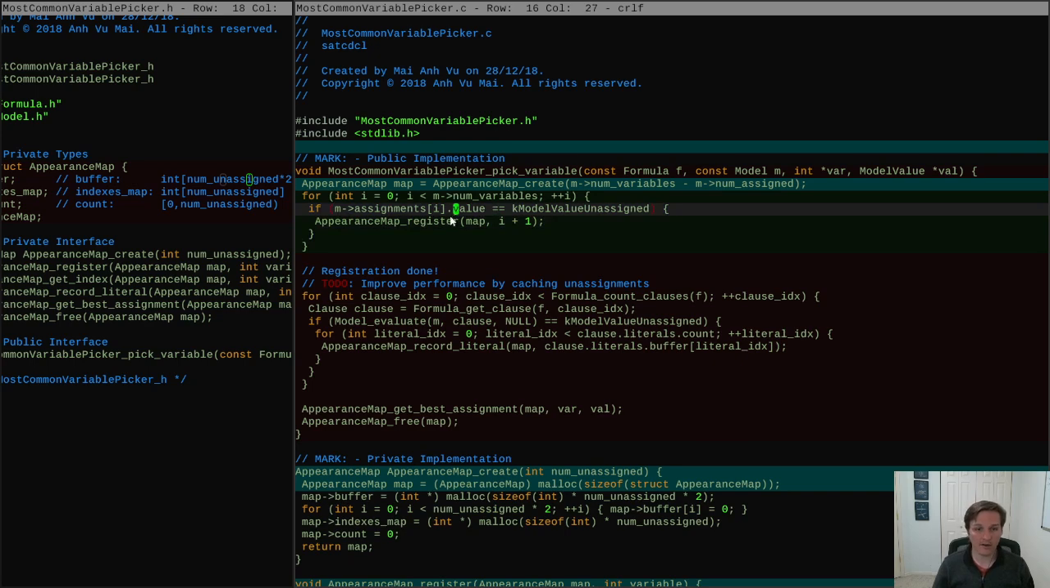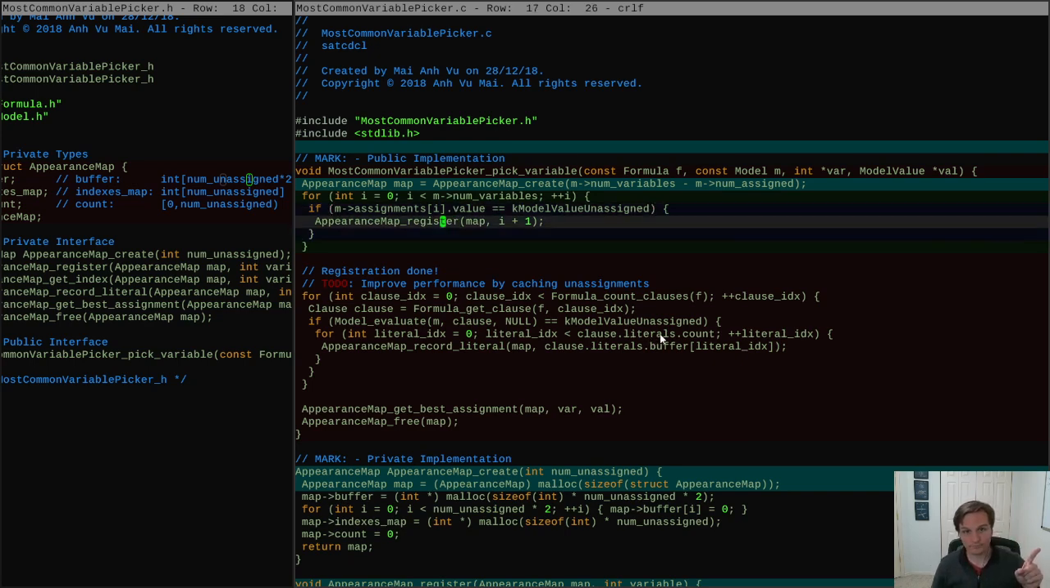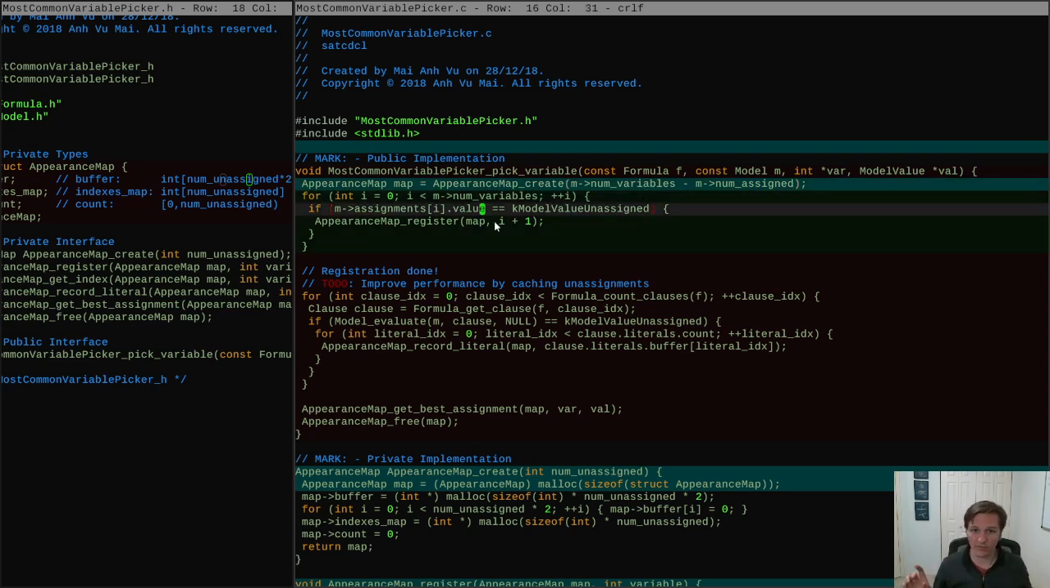For each unassigned variable, we register it. Now remember, num assigned. So here's how we calculate the number of unassigned variables. We have the total number of variables in the model, and remember the model is tracking how many variables are assigned. So this is giving us the number of variables that aren't assigned, and then we loop through all of the variables once, and any of the ones that are unassigned, we register them. That registration is sort of saying, I give permission for this particular variable to go into the system and be tracked.